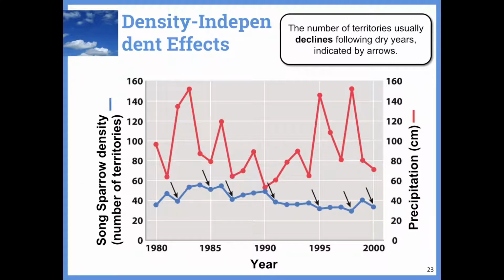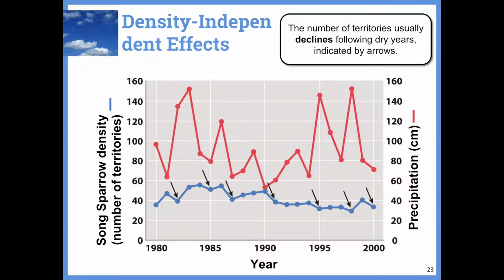This is called a population curve, and it's showing the population growth in an organism known as a song sparrow. The growth is a function of the number of nesting territories established by the males each year.